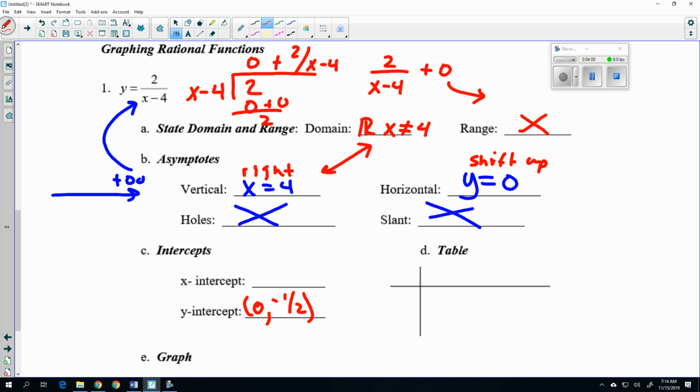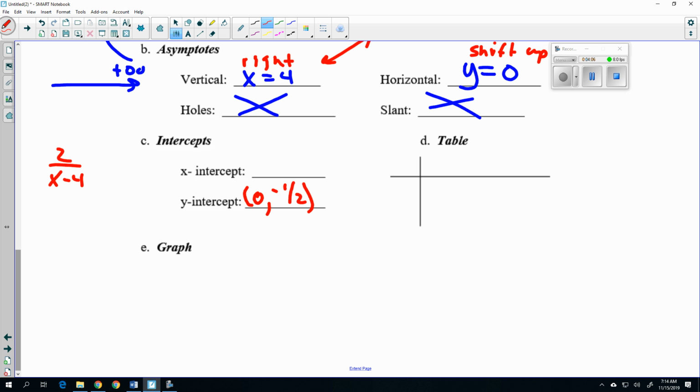Now the x-intercept always seems to create some issue, because the x-intercept happens when y is 0. When is a fraction equal to 0? There's only one time, and when is that? When the numerator is 0, my fraction is 0. When 2 is equal to 0. Is that ever going to happen? Nope, so there isn't one.